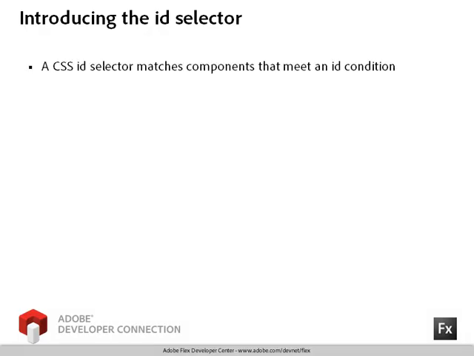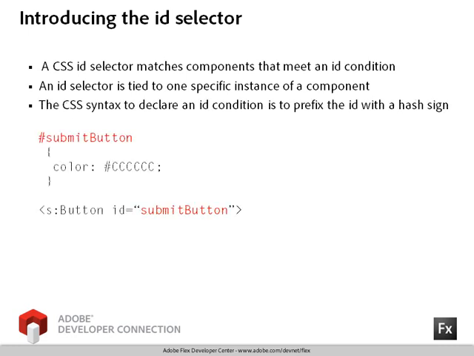An ID selector styles the component that has an ID property that matches the selector defined in the CSS file. The selector is tied to one specific component instance. The syntax is to declare the ID property prefixed with a hash or pound sign. In this case, the code is targeting a button control with the ID property of submit button to turn its text to a gray color.